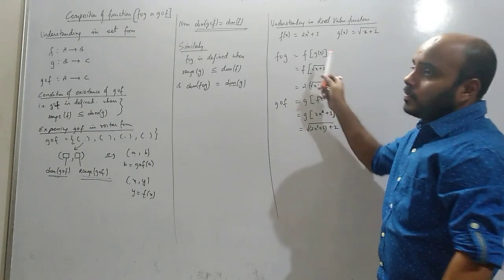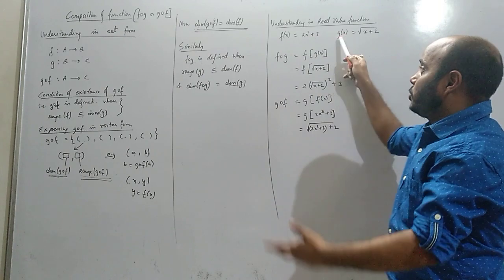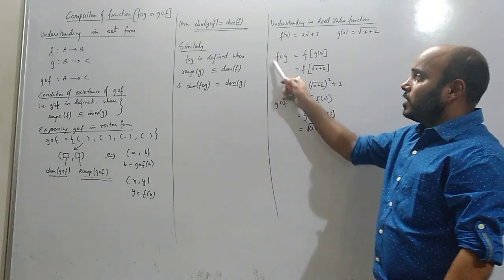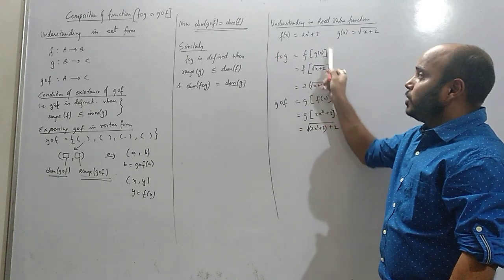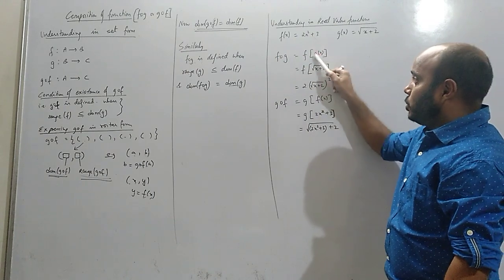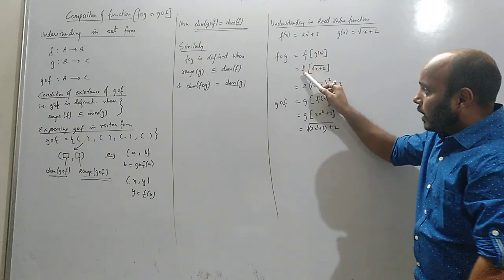Now this we did in class 11. Let me take an example: f of x is 2x square plus 3, and g of x is under root x plus 2. I want to calculate f of g. Now what is f of g? f of g of x, f first, then g of x. Now what is g of x? Substitute that in the place of g of x. Now this is f of something.